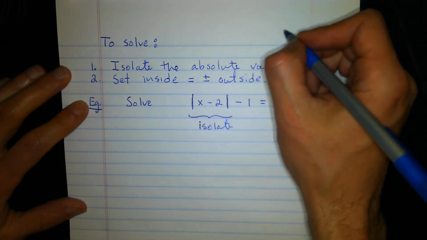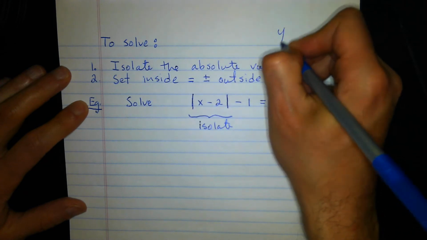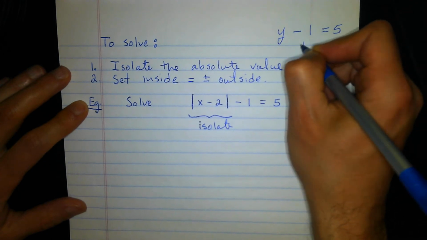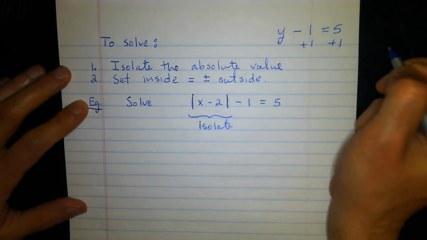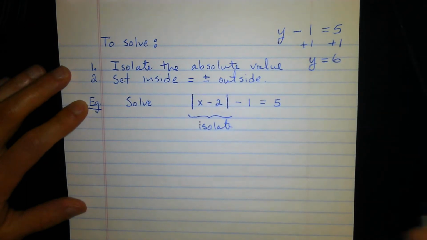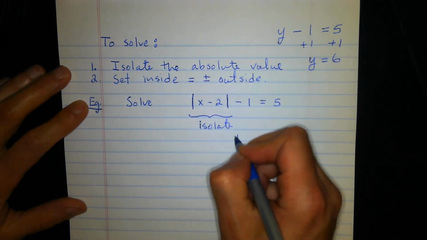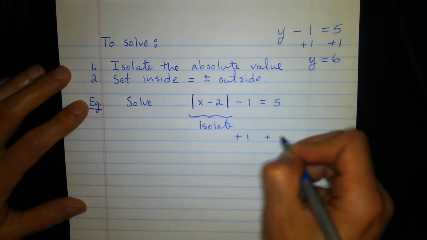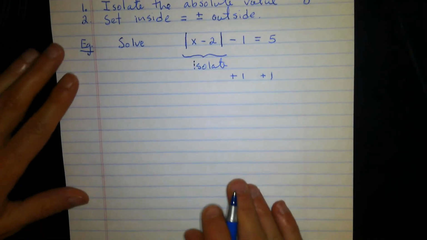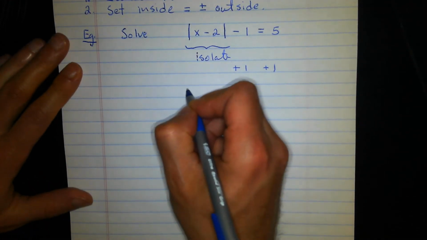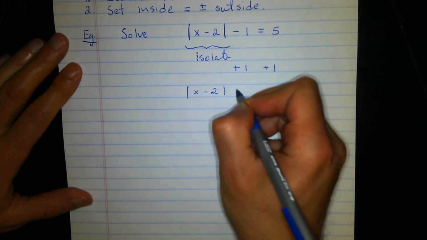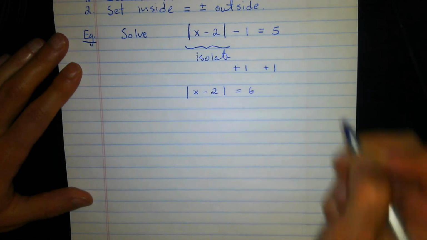Okay, it'd be the same as solving this following equation for y. y minus 1 equals 5, and then you just plus 1, which would give you y equals 6. Okay, all right, so to isolate, I'm just going to plus 1 to both sides, like so, and that gives me the absolute value of x minus 2 equals 6.